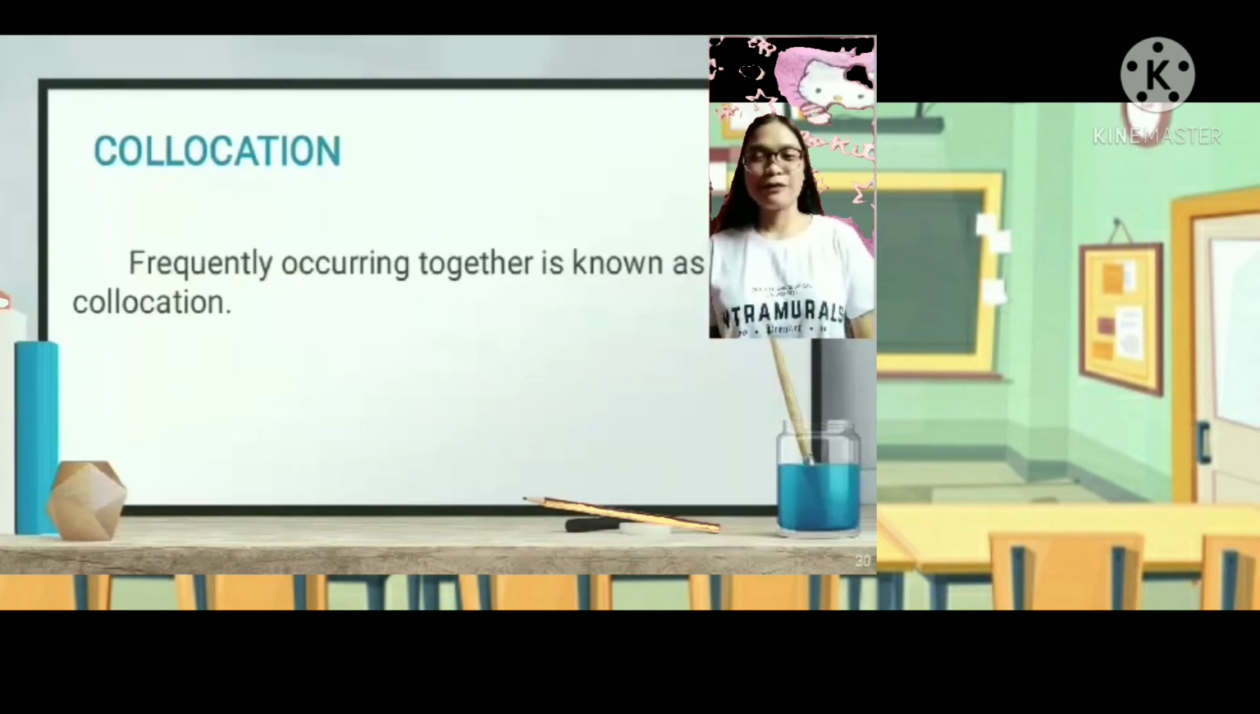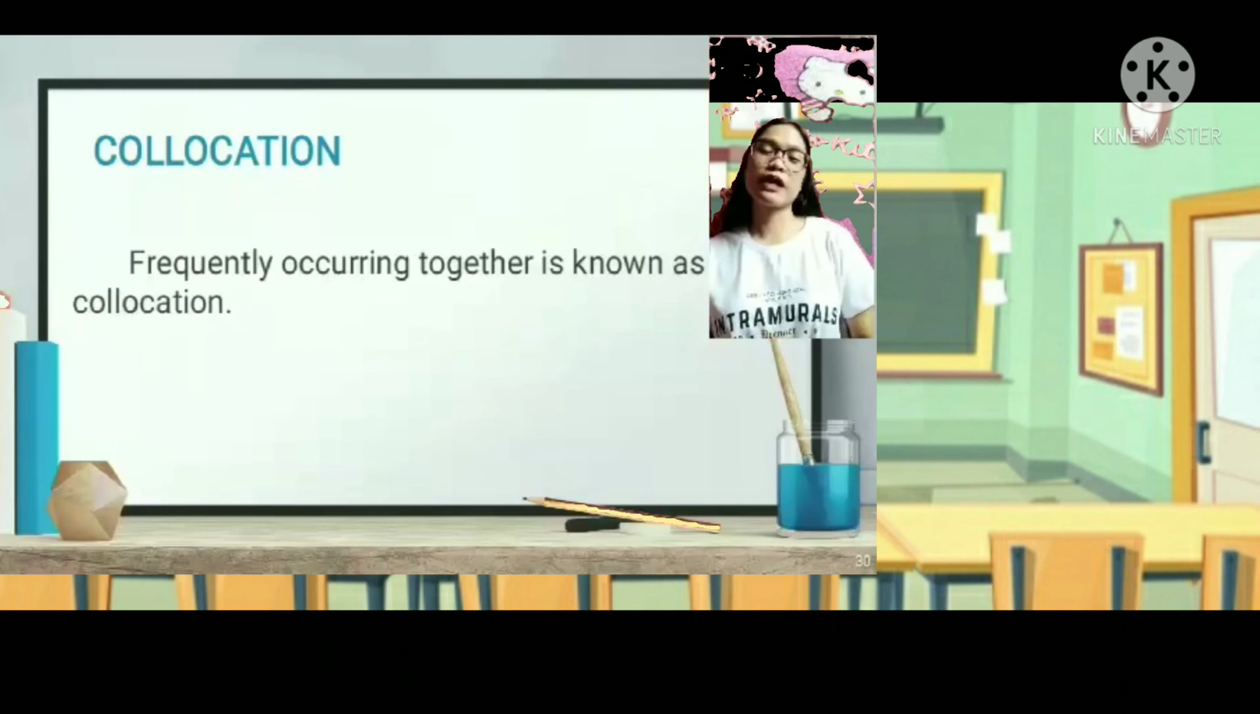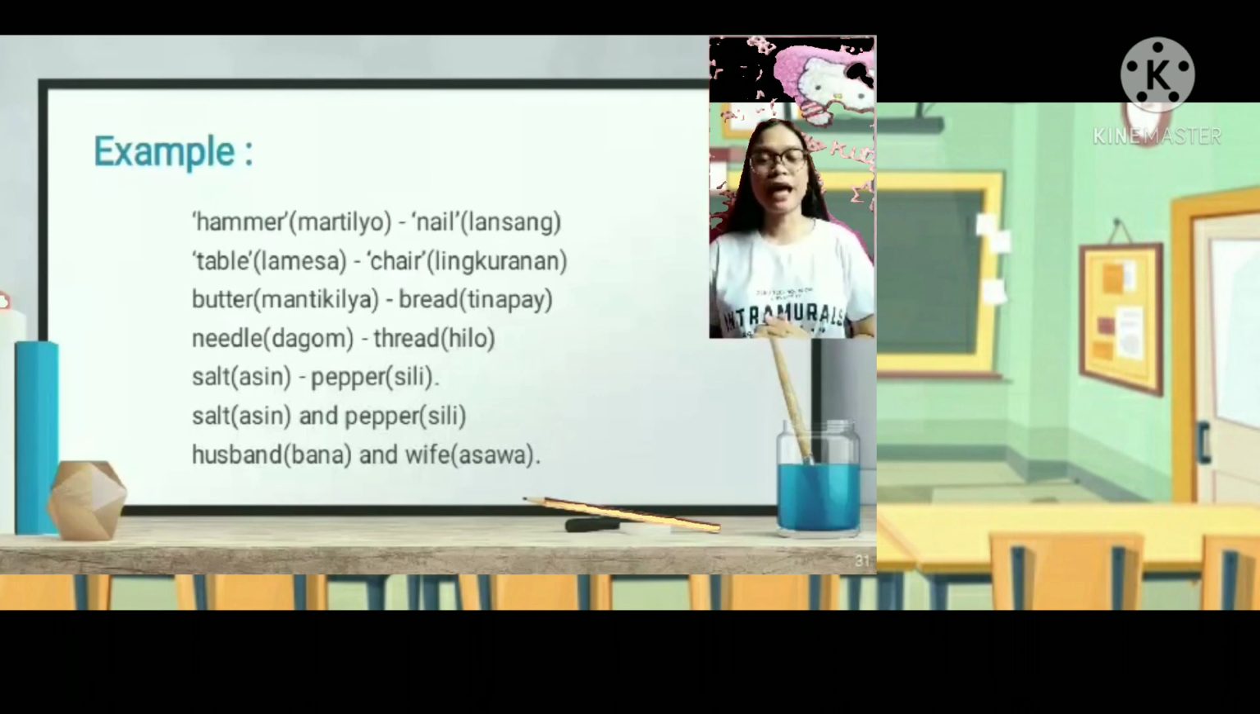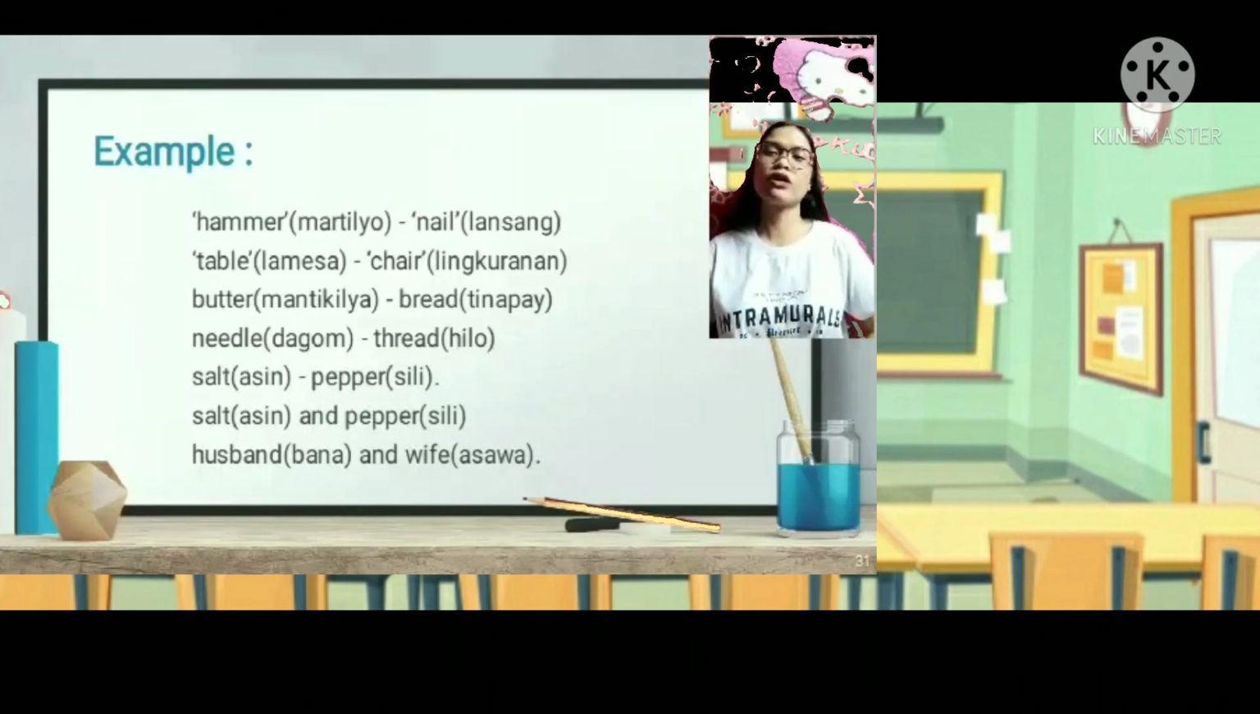And the last type of lexical relations is collocation. Words that frequently occur together are known as collocation. Words tend to occur with other words. For example, if you ask 1,000 people what they think of when you say hammer, in Cebuano martilyo, more than half will say nail, in Cebuano lansang. Another one is if you say table, in Cebuano lamesa, they will mostly say chair, in Cebuano lingkuranan.